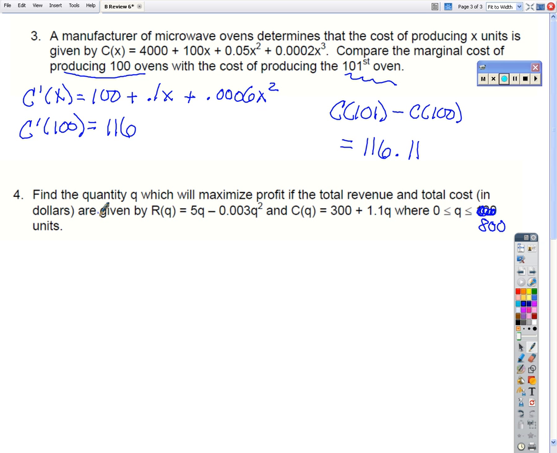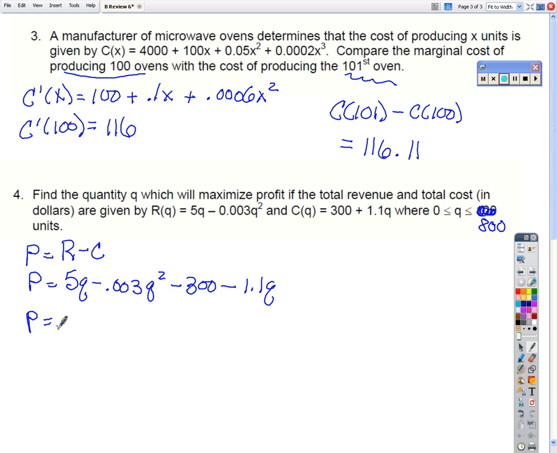Okay, find the quantity that will maximize profit. So first we have to find the profit function, which is revenue minus cost. And you have to subtract each piece of the cost function. We're going to simplify that, and we get 3.9q minus 0.003q squared minus 300.